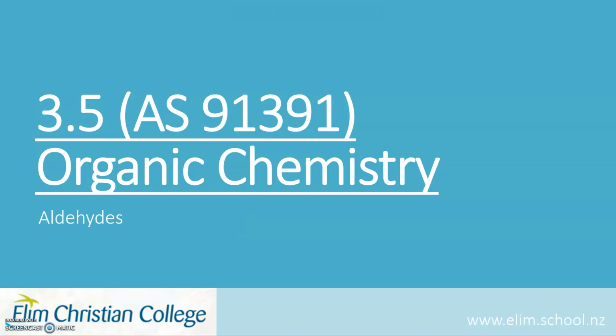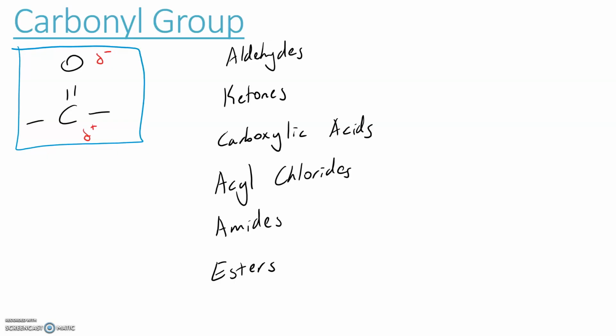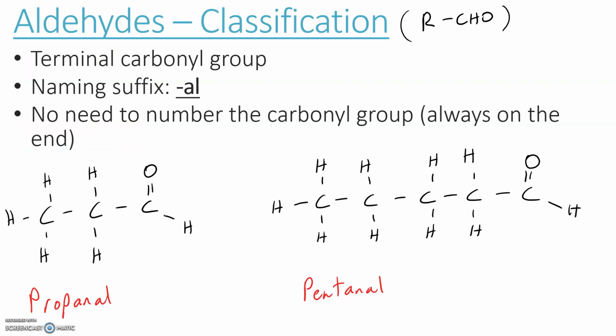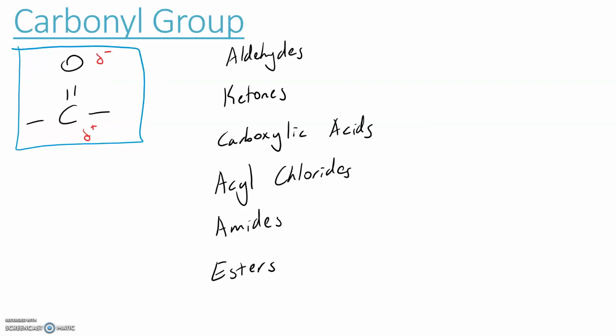Okay, we're going to look at aldehydes. Now, the carbonyl group is where we have a C double bonded to an oxygen. And this comes up in aldehydes, ketones, carboxylic acids, acid chlorides, amides, and esters. So it's quite common.